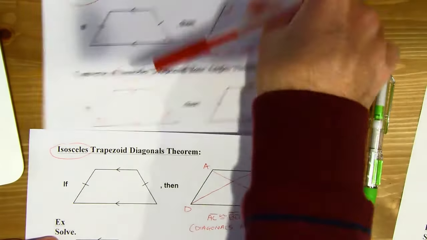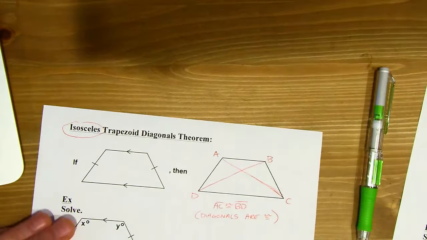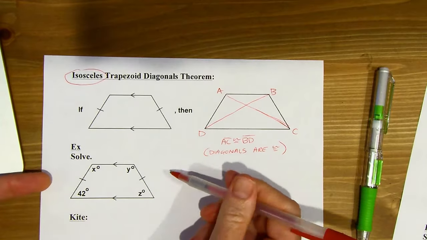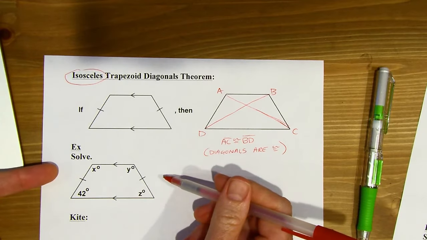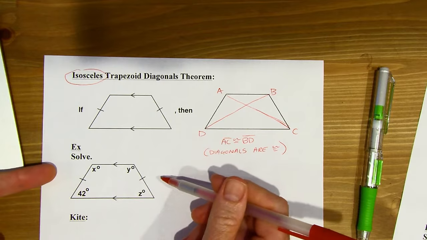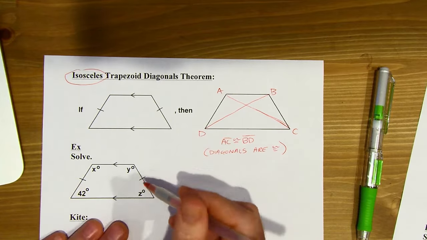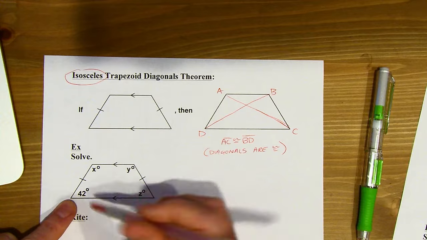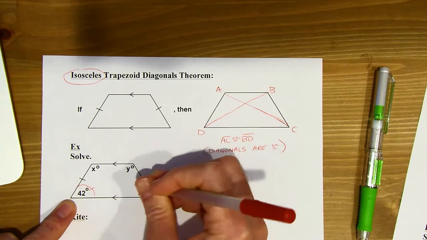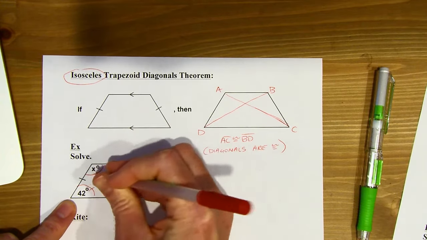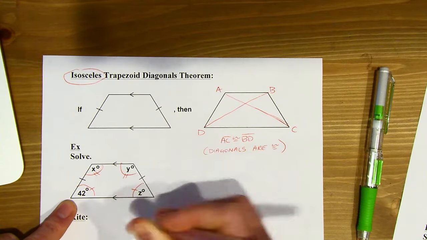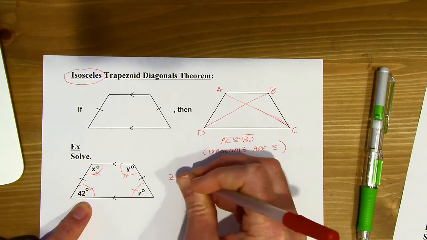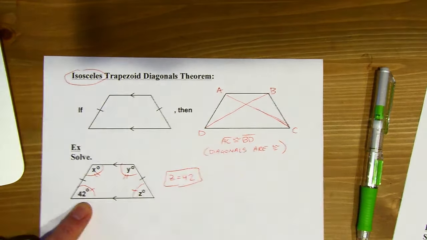All right, so let's hit this next example. So now we're going to solve. I'm looking, what have I got here? I've got an isosceles trapezoid, so I can use all of those theorems. There was one about the angles. The base angles are going to be congruent to each other. So I know that this is true. I also know that this is true. So angle Z is going to be 42. So that's nice. Got that down.